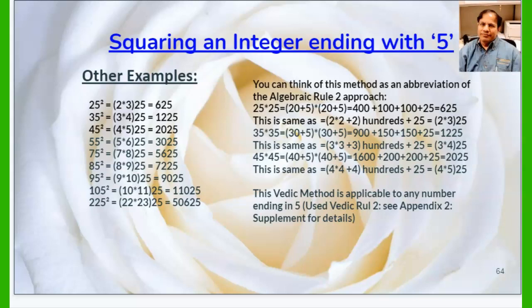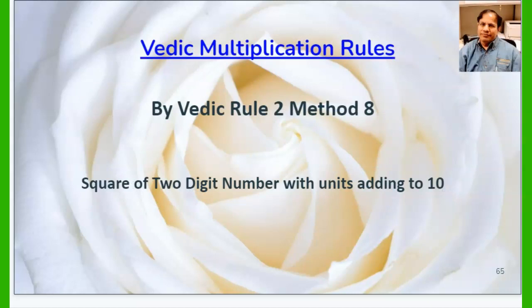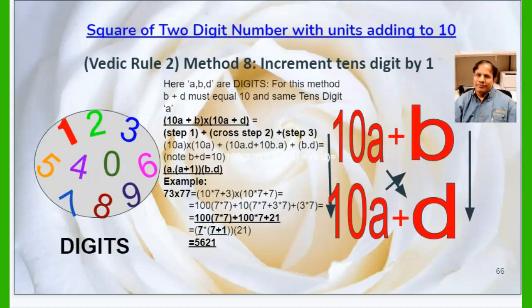And you can also do it for 3 digits. If it is 225 squared, then you multiply 22 times 23. 23 is an increment of 22, then right beside write 25, and so you get 50,625. The method 8 is similar to the previous one when you square a number with units adding to 10 and keeping the tens digit the same. Let's see an example. So we can generalize it right away.